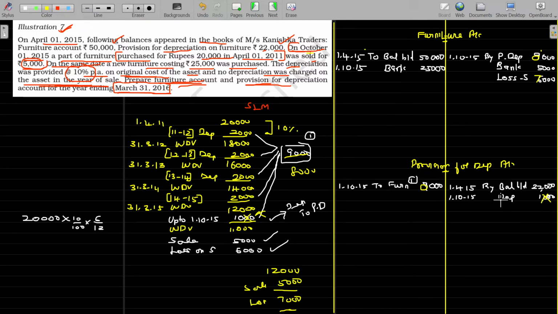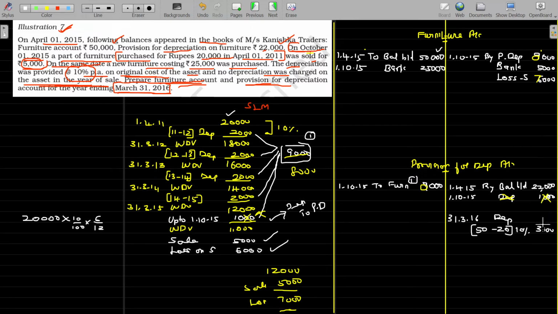Now create the depreciation. In the year end, 31st March 2016, we have to create the depreciation. Actually, 50,000 rupees worth of assets we have, out of which 20,000 rupees worth of assets were sold. So only the balance 30,000 rupees worth of assets we have. For that, 10% depreciation will be provided, 3,000.